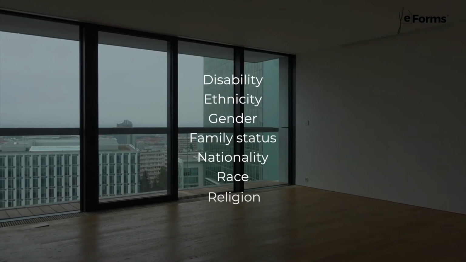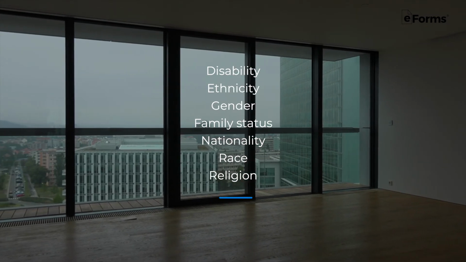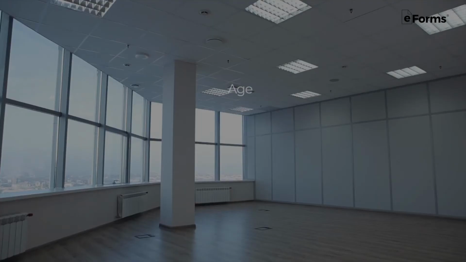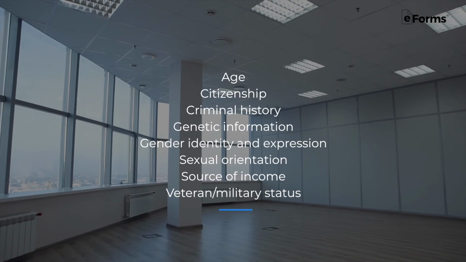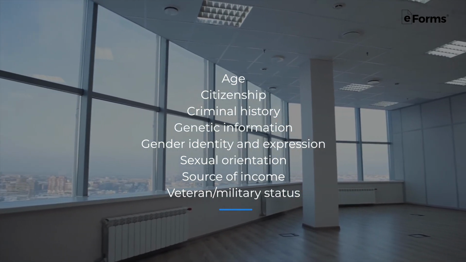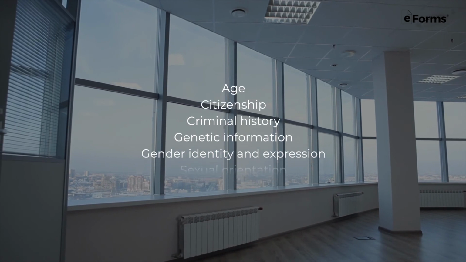The Federal Fair Housing Act prohibits rental discrimination based on disability, ethnicity, gender, family status, nationality, race, and religion. And some states also ban discrimination on age, citizenship, criminal history, genetic information, gender identity and expression, sexual orientation, source of income, and veteran or military status.